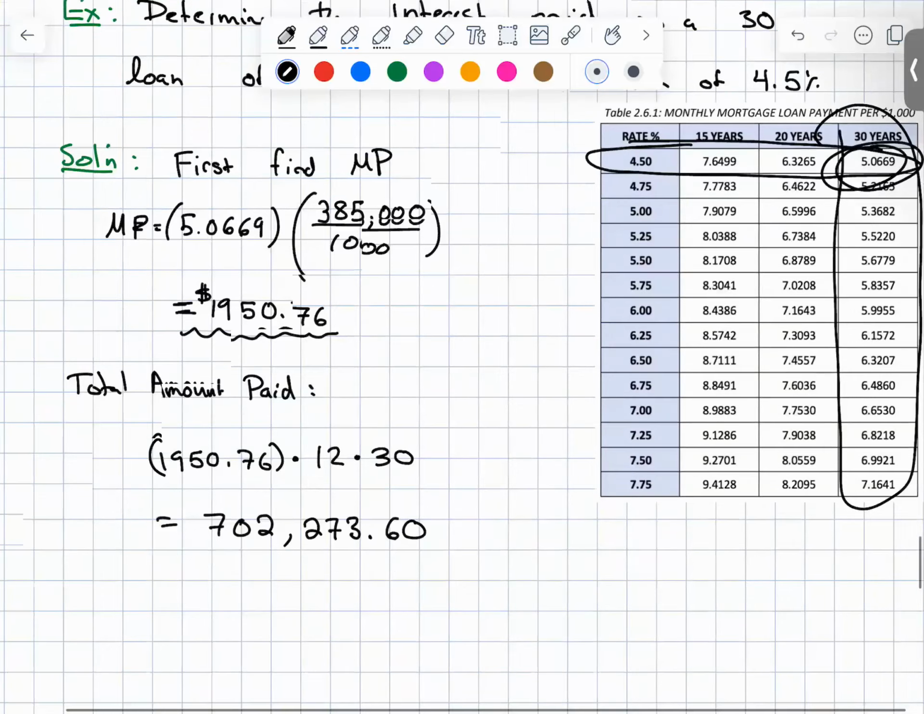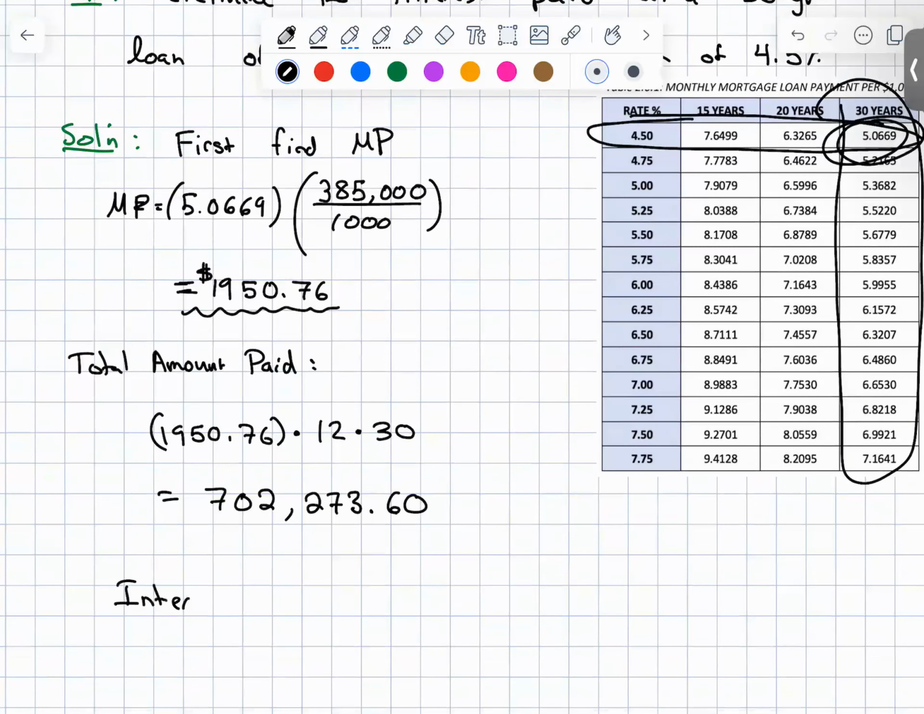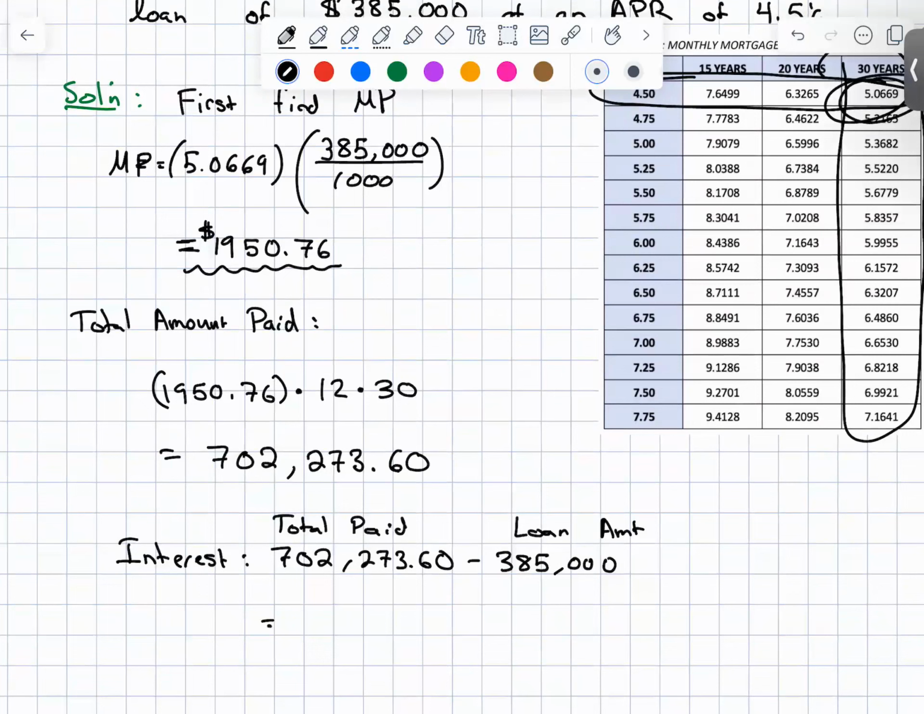So that means that the interest would be $702,273.60. That's the amount you paid minus the loan amount. This is total paid minus loan amount. And that ends up being $317,273.60. That is the interest paid.